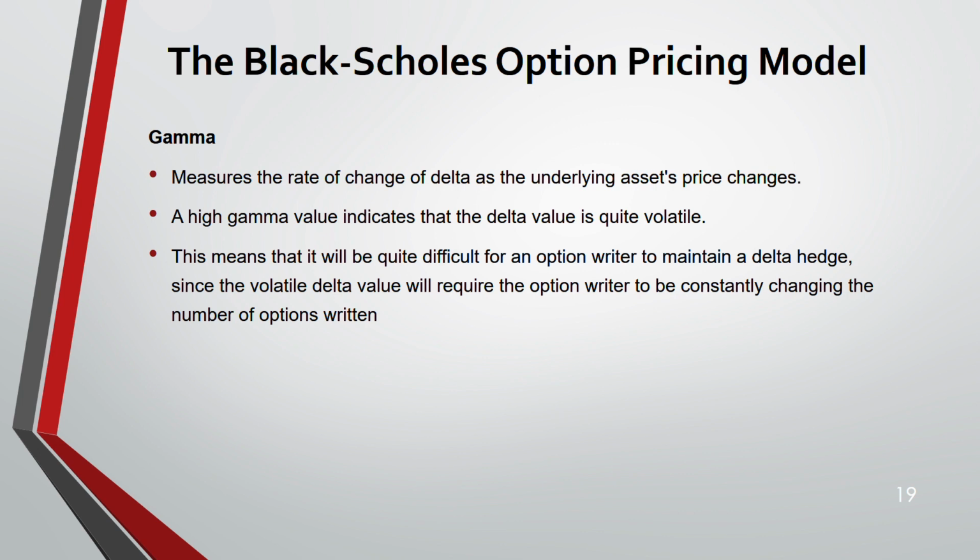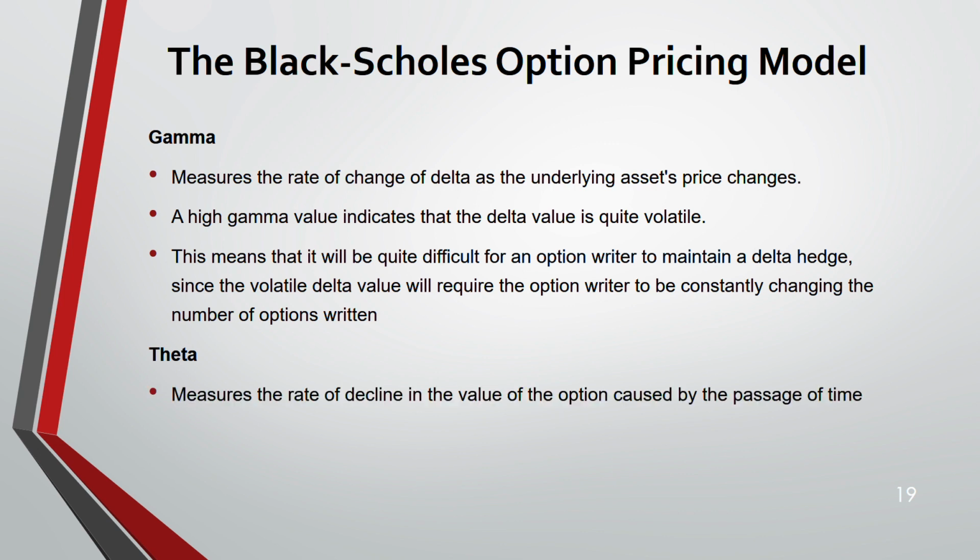So what happens if there's a high gamma value? It will be very difficult for an option writer to maintain a delta hedge. It's very difficult to maintain that delta hedge, because if your delta value keeps changing, every time you need to change the number of options written, options sold. Now, the third term that you need to know, theta. What is theta? Theta measures the rate of decline of the value of an option caused by passage of time. How much the value of an option goes down from the passage of time.